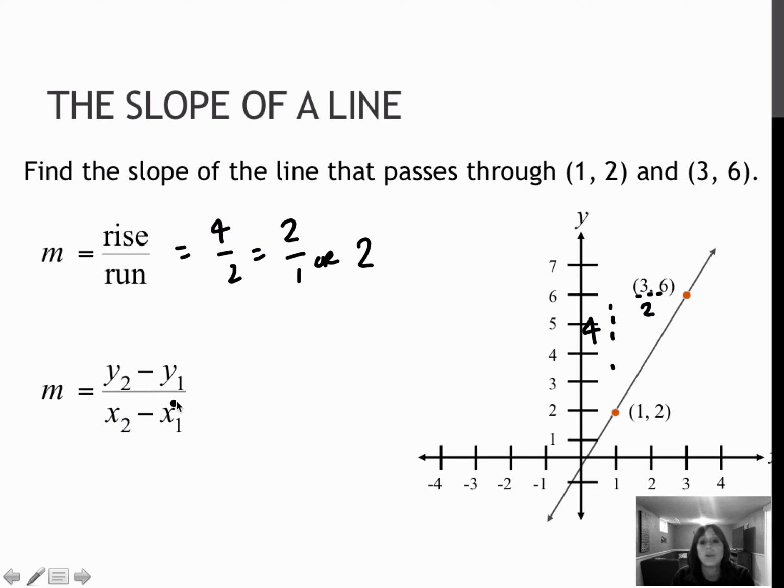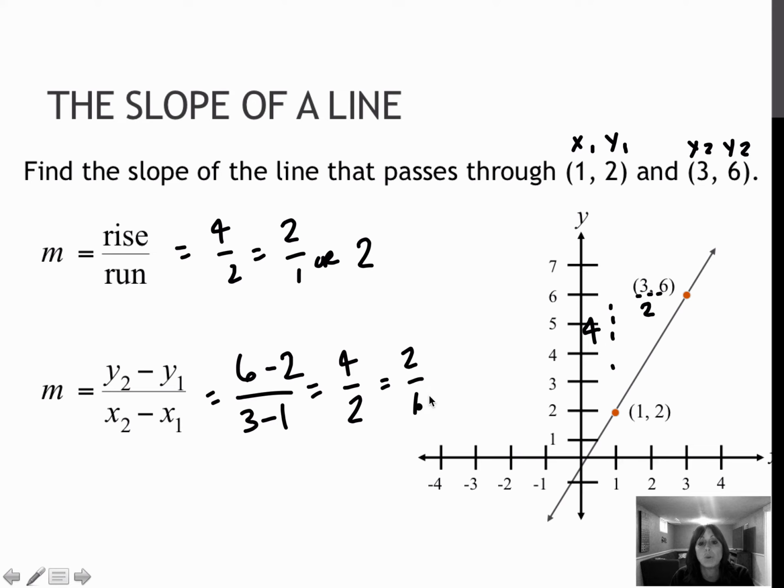And now I'm going to duplicate that, finding that using the slope formula. So I'm going to call this x1, y1, and this x2, y2. So my slope would be y2 minus y1 over x2 minus x1, which gives me 4 over 2, which is 2 over 1, or 2. So notice we're getting the same thing each time.